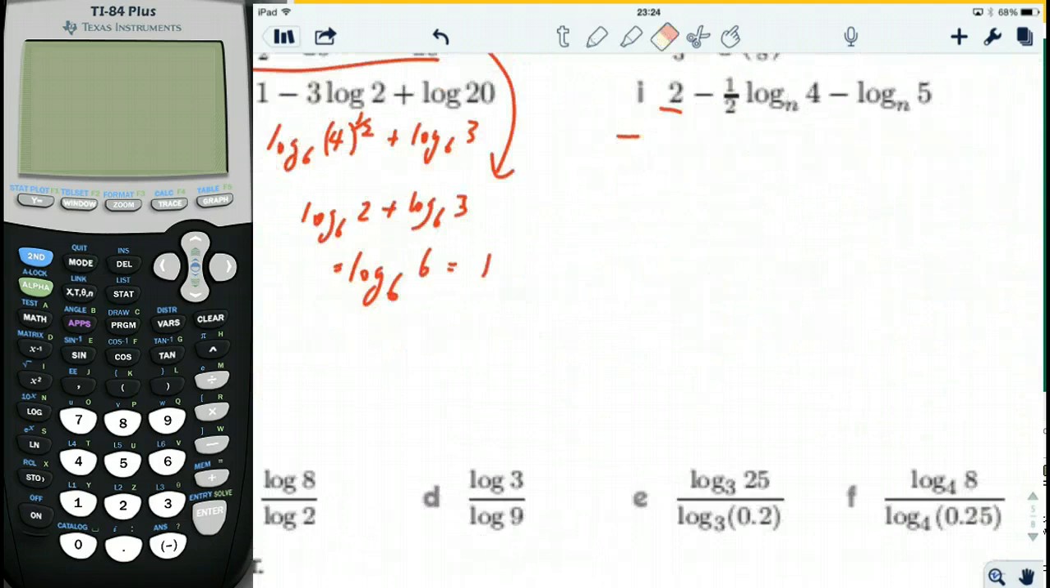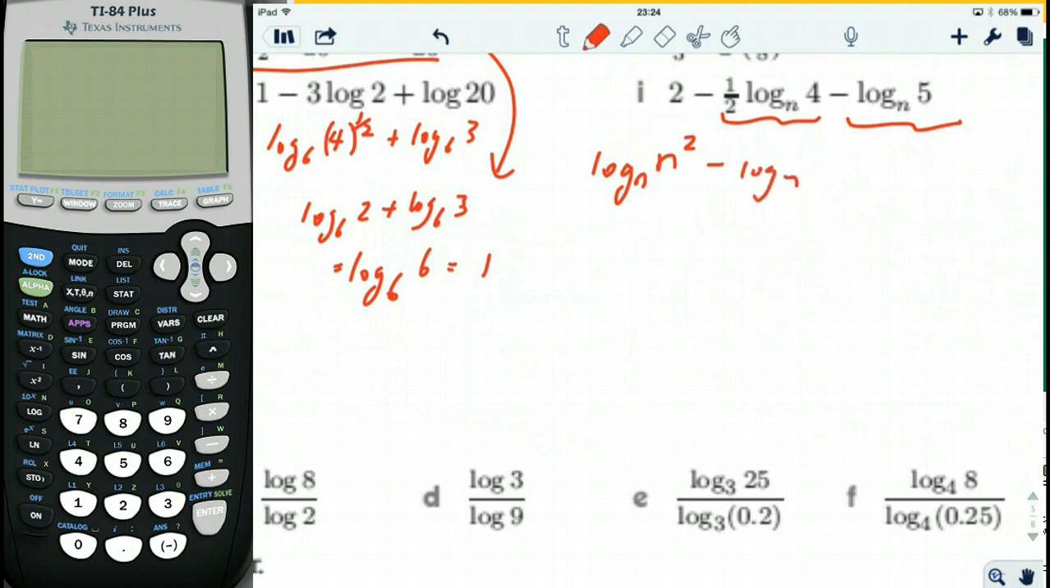Normally I would say that 2 is a log of 100, but in this case the rest of it has log base n, so I'm going to write it in terms of log base n. So 2 would be log base n of n squared, and then the rest of these I will continue to write: log base n of 4 to the 1/2 minus log base n of 5. 4 to the 1/2, remember, is 2. Square root of 4 is 2. So log base n of 2 for that one.